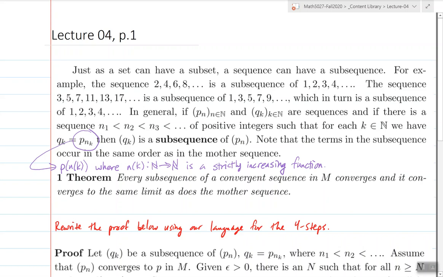So the focus of this lecture is on subsequences and their relationship to what they call the mother sequence. So that's what's in this first theorem. He calls it the mother sequence.